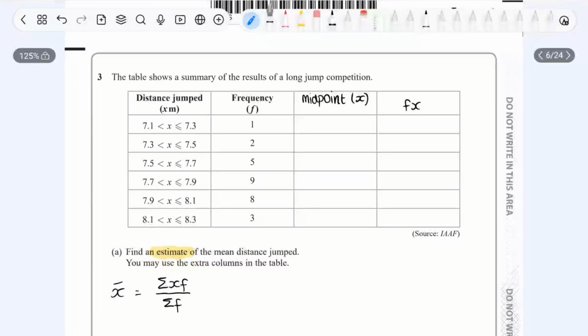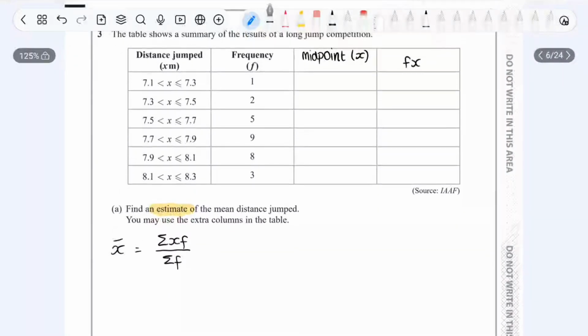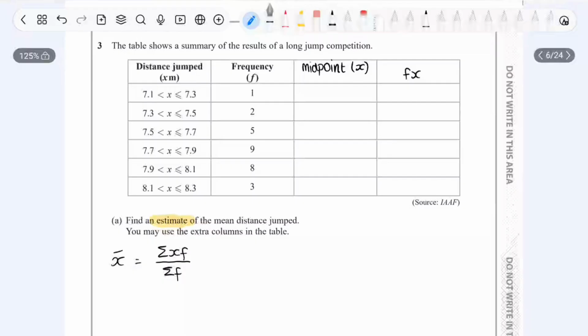Now when you look at the midpoint, what is it exactly? Well, it's the midpoint between each of the intervals. So 7.1 and 7.3, you can clearly see here that is 7.2. Now how would you do it for a more complex one? Well, you just do 7.1 plus 7.3 and you'd find the mean. That would give you 7.2. So I'm just going to write them all down quickly now.